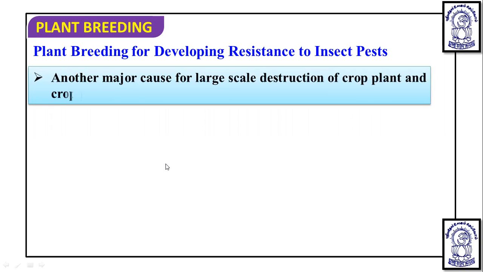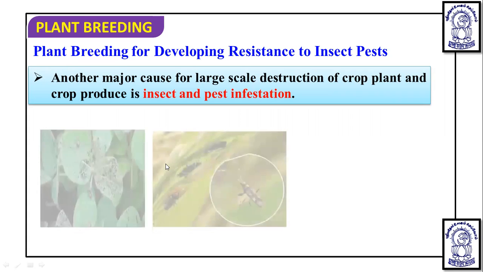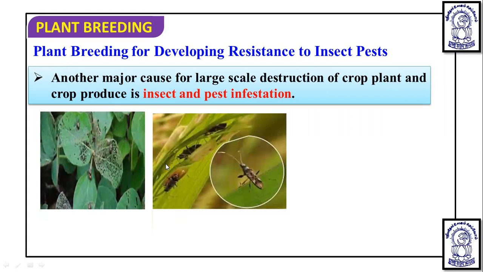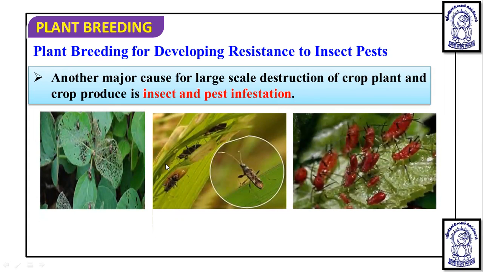And we know that another major cause of large-scale destruction of crop plants and crop produce is insect and pest infection. Due to insect and pest infection, so many plants are getting destroyed. There are several insects and pests which affect a particular plant and degrade its quality.